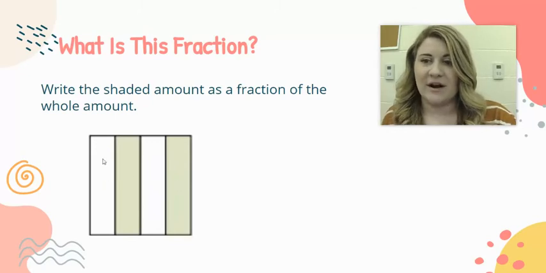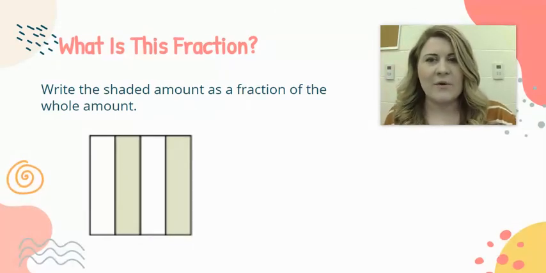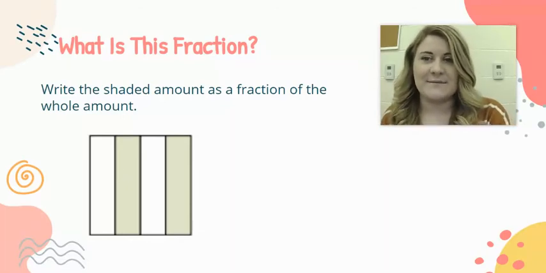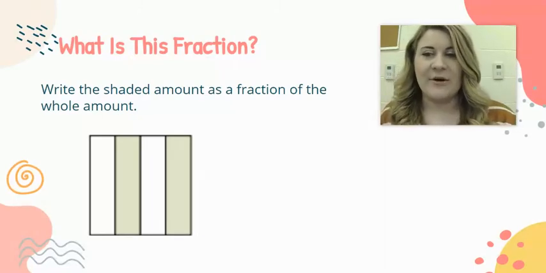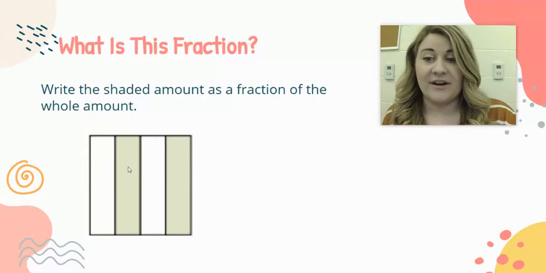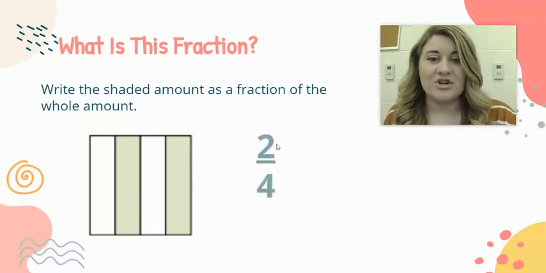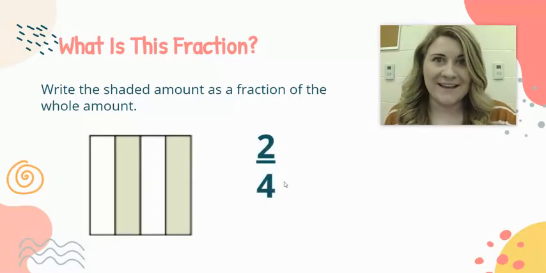All right, let's talk about this fraction. We are doing the same thing. It's okay if the colored sections are not touching each other. That's okay. They are still colored in. So I'm still looking for the shaded amount. That's still going to be my top number. So let's look at how many we have colored in here. I have 2 colored in, so that's going to be my numerator. And I have 4 pieces total. 1, 2, 3, 4. That's going to be my denominator. So I have 2/4 again.